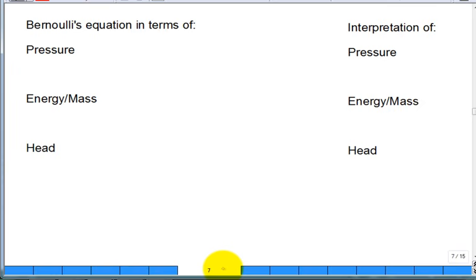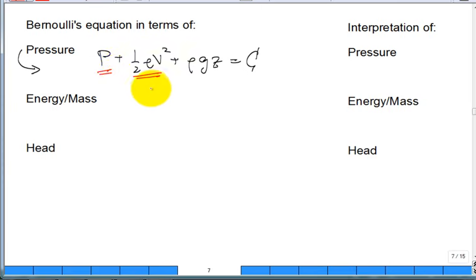Well, if Bernoulli's equation is a statement of the conservation of mechanical energy, we should be able to interpret those terms. And so if you write Bernoulli's equation in terms of pressure, like we just did, it was P plus 1/2 rho v squared plus rho g z is equal to a constant along the streamline, steady state, inviscid, incompressible. This would be the pressure. This is another type of pressure. What type of pressure is that one?